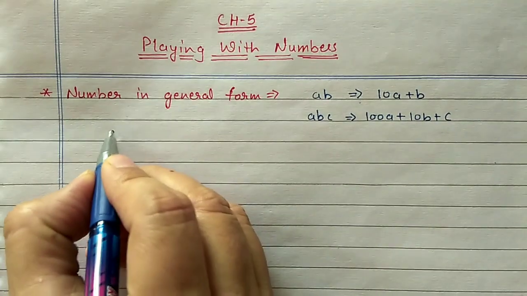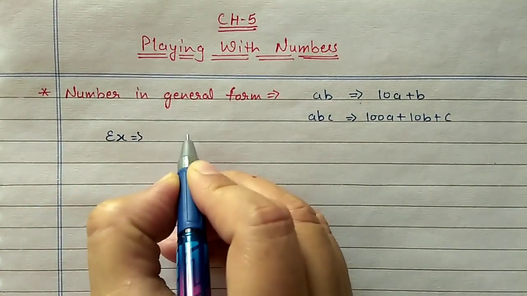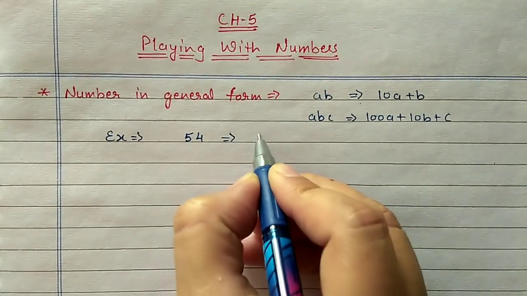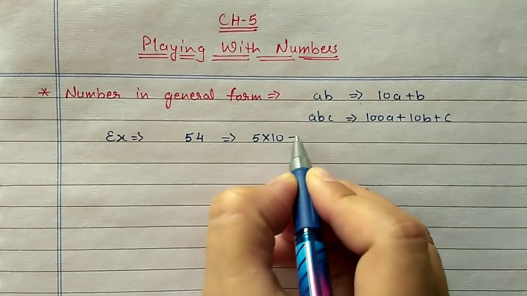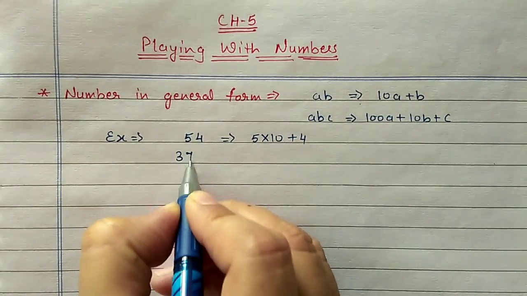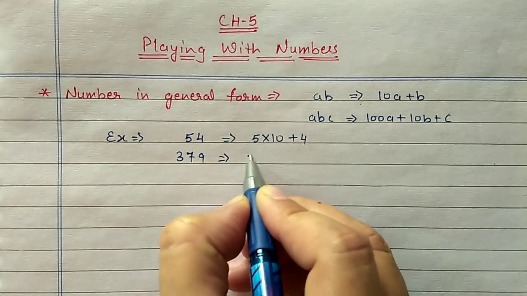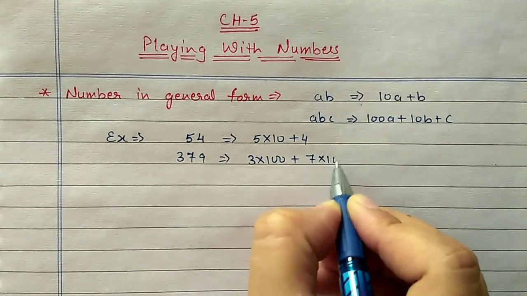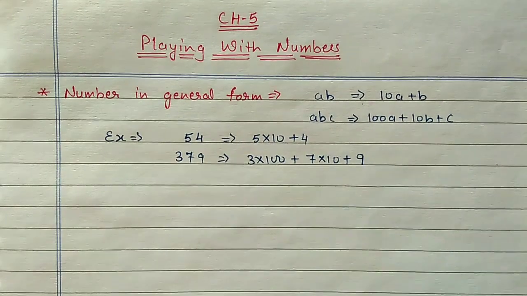For example, if you have a 2-digit number 54, the general form of 54 will be 5 into 10 plus 4. For a 3-digit number 379, the general form will be 3 into 100 plus 7 into 10 plus 9 into 1.